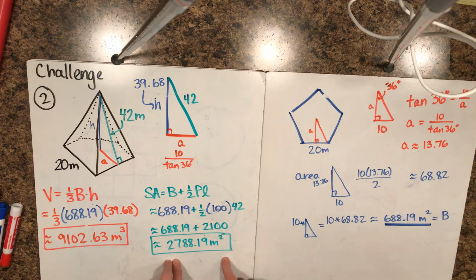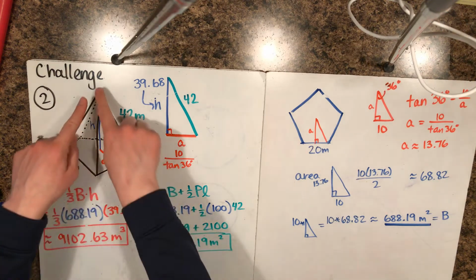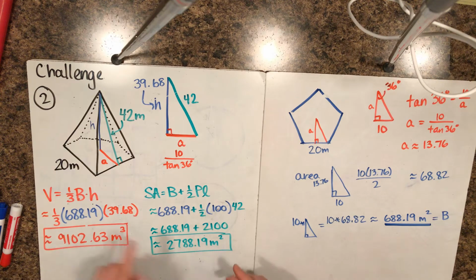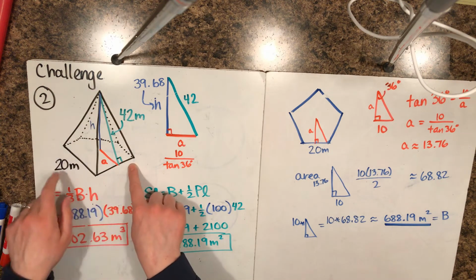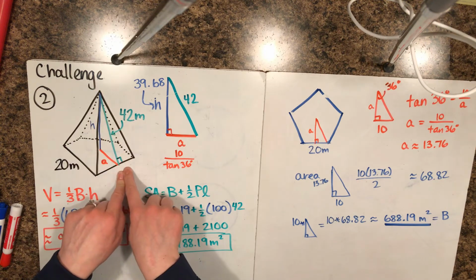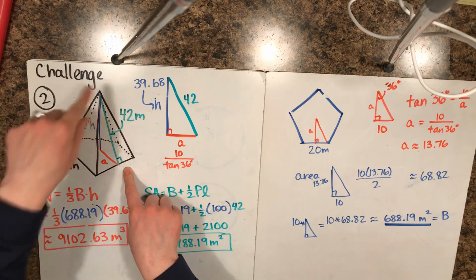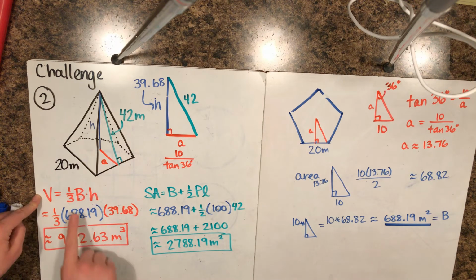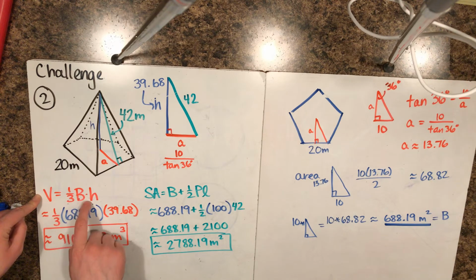2,788.19 meters squared. Now, if you don't like using the formula, you certainly could find the area of the triangles because it's a regular pentagonal base. All 5 triangles are exactly the same area. So base of 20 times height of 42 divided by 2, and multiply that times 5 sides, and you should get 2,100. Okay? Now, the volume was a little more tricky because it's 1/3 area of the base times the height, the actual height.